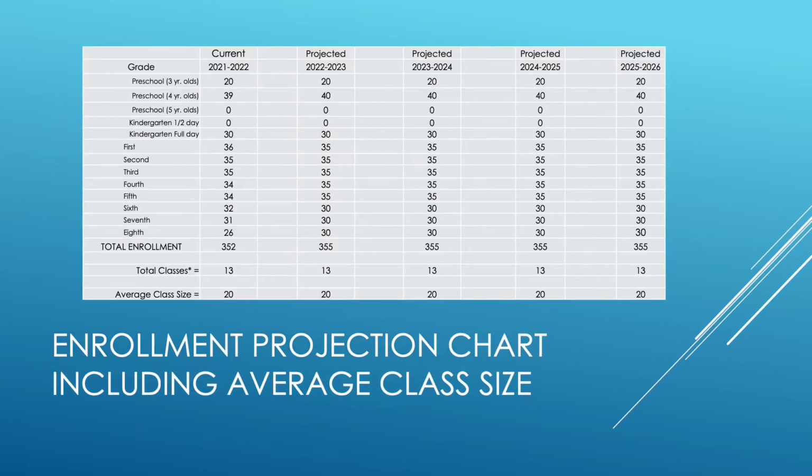Again, you'll see in this chart that it's very easy to see our current enrollment, again, by grade, all the way down. You'll also see that the total enrollment for 2016-2017 would be 352. And you'll see that I'm stabilizing that as we go along.